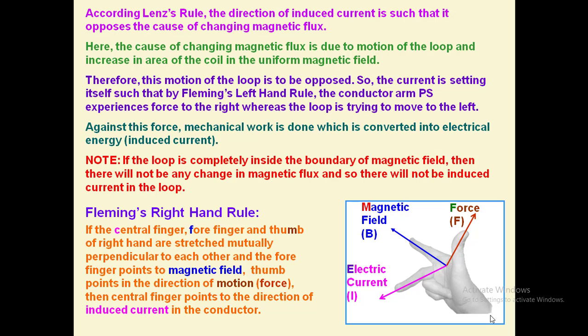If the central finger, forefinger and thumb of the right hand are stretched mutually perpendicular to each other and the forefinger points to the magnetic field, the thumb points in the direction of motion, that is force, and the central finger points to the direction of induced current in the conductor.